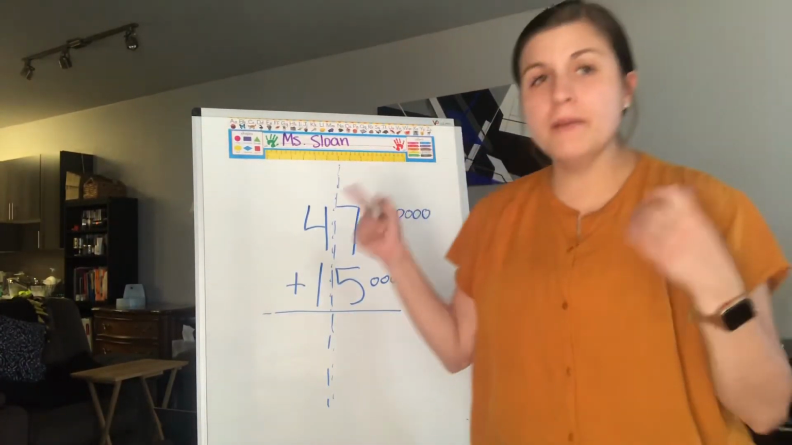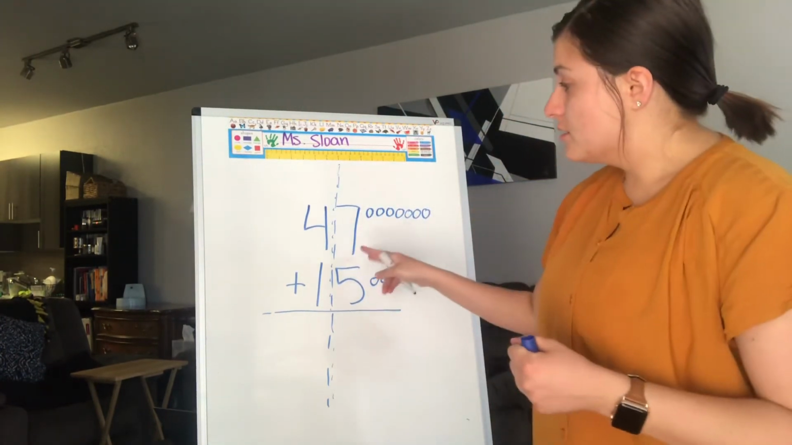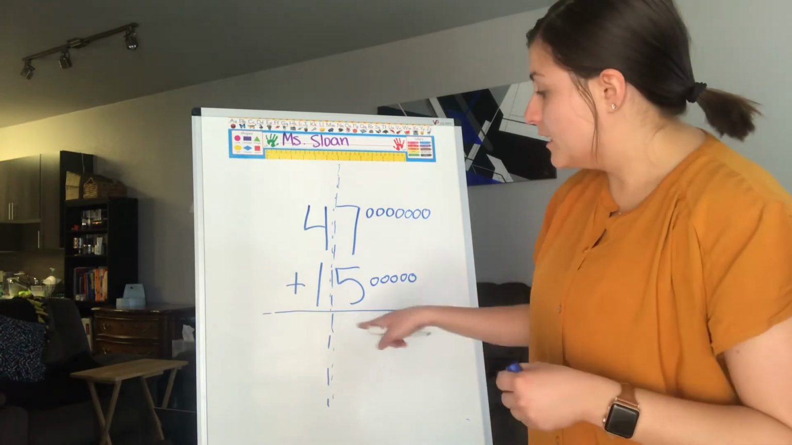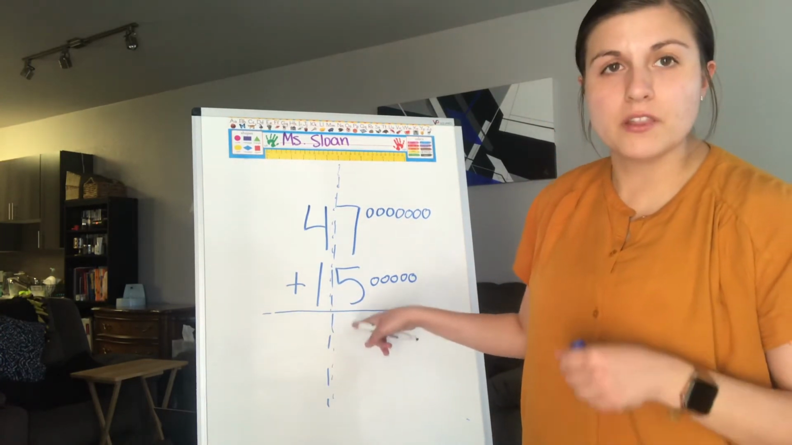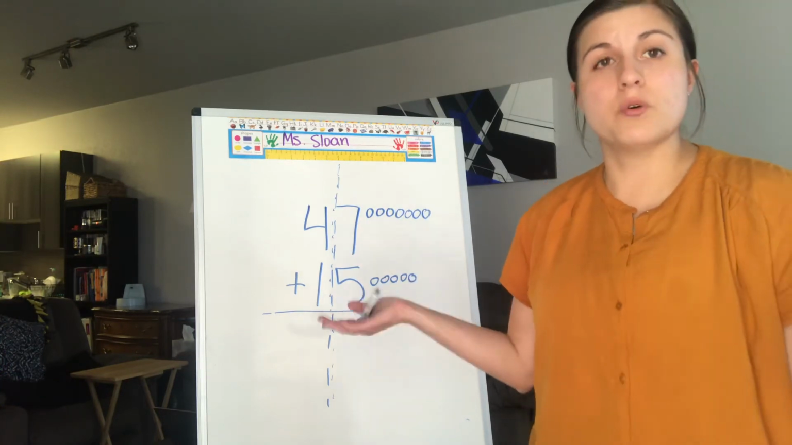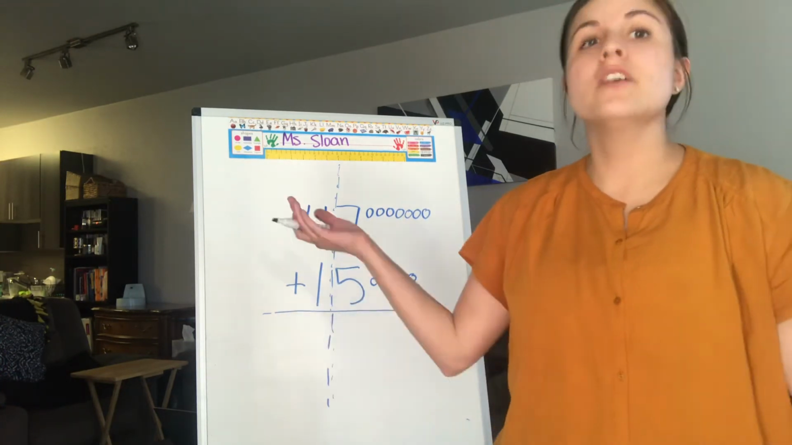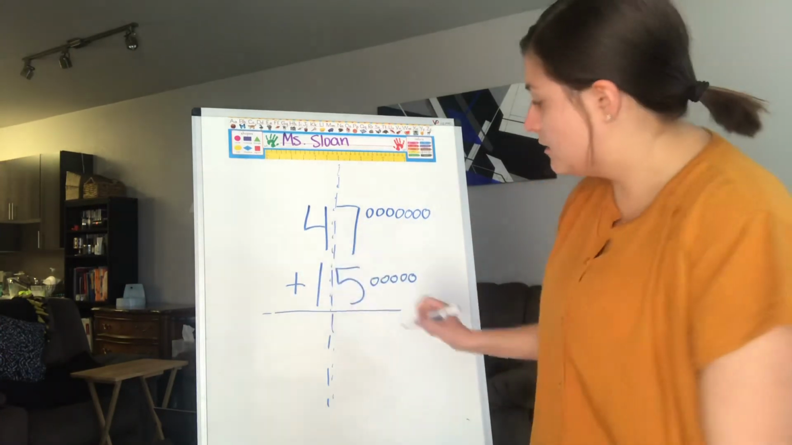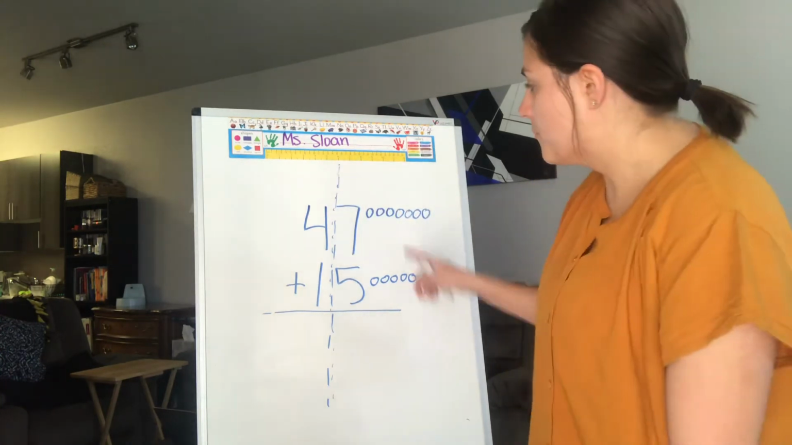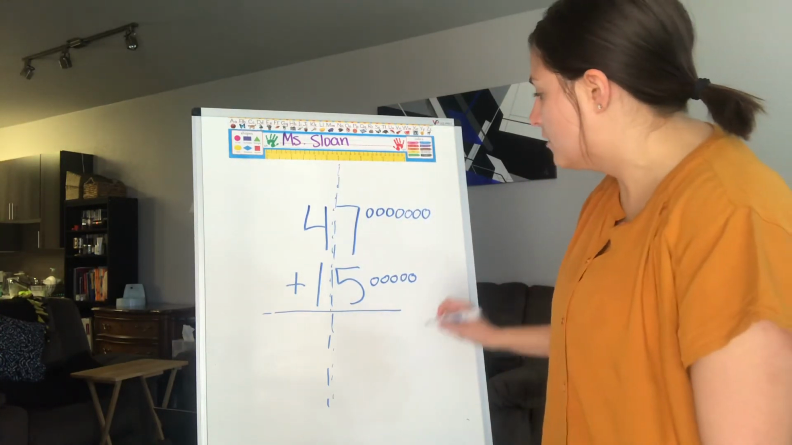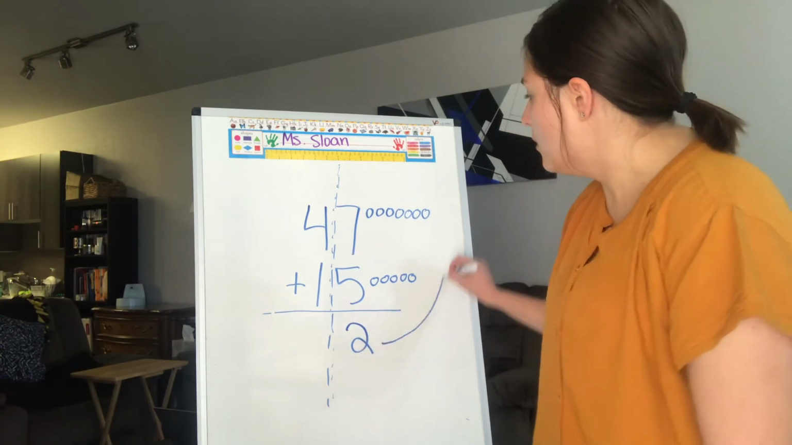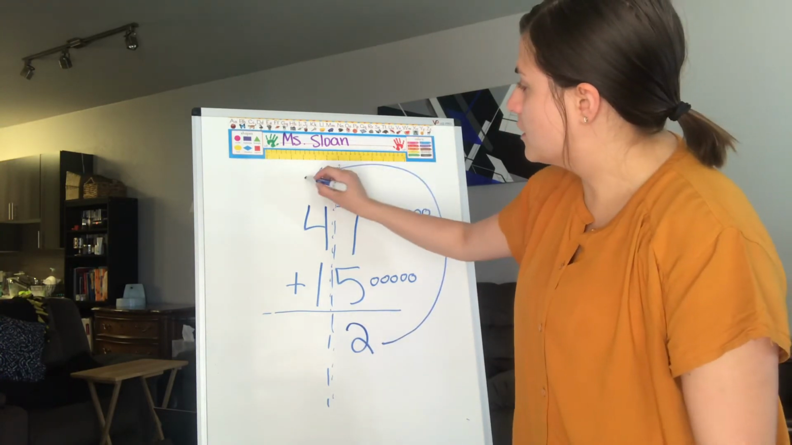So, remember, since this is the ones place and this is the tens place, we can't put a 2-digit number in the ones place because the ones place is only 1, 2, 3, 4, 5, 6, 7, 8, or 9. Once we get to 10 or more, it needs to go next door. So, 7 plus 5 is 12. Okay, so we're going to put the 2, and then the 1 is going to go next door.